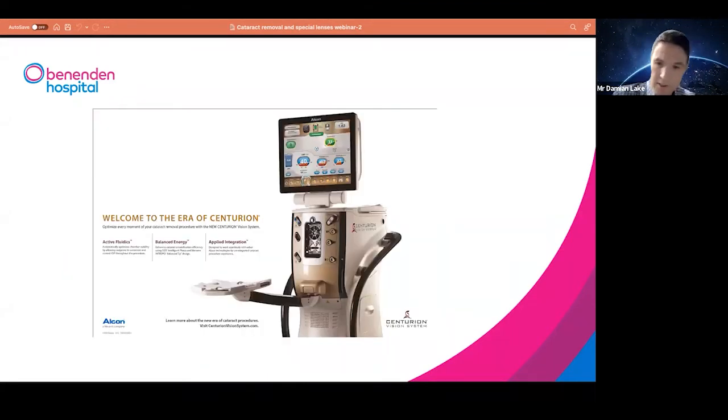This is the machine that removes the cataract. It's called a phacoemulsification machine. At Benetton Hospital, we have the latest generation of that machine called the Centurion, which is produced by an American company called Alcon. It's the latest machine because it has a pump inside there, which is controlled by 3 sensors in the tip of the phacoemulsification probe, which then dictate how these pumps in this computer segment here work.